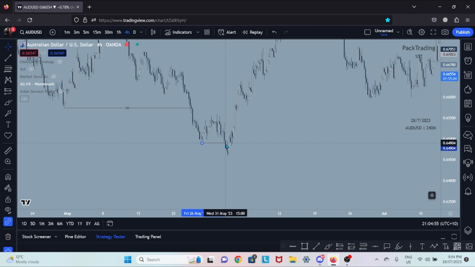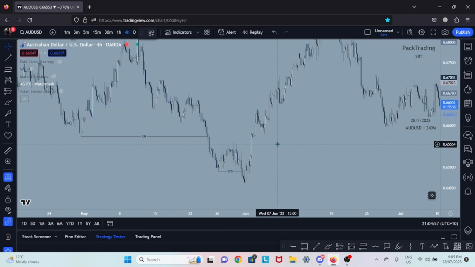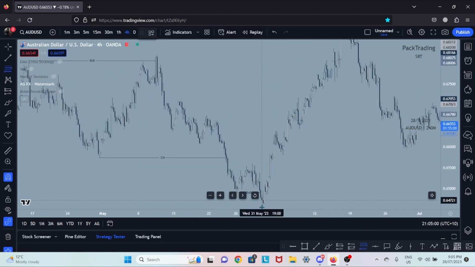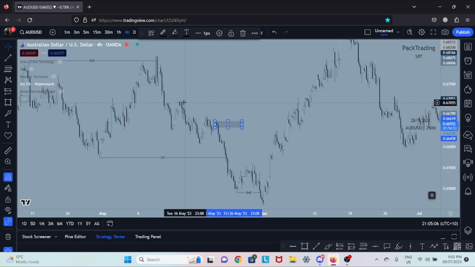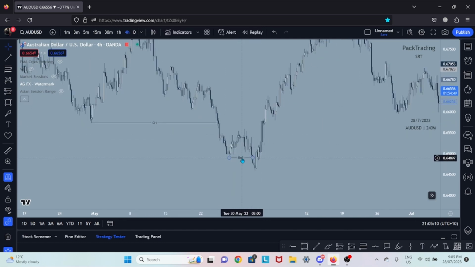What do we do here? Mark out the breaker structure, but did it pull back to the premium discount? Obviously not. And did it tap into any valid supplies? Obviously we've got all these supplies here and here and here. No, we don't consider this a breaker structure. We consider this a baited breaker structure.